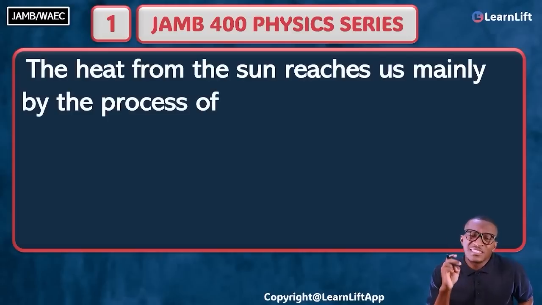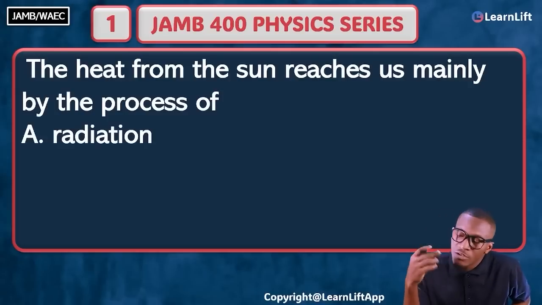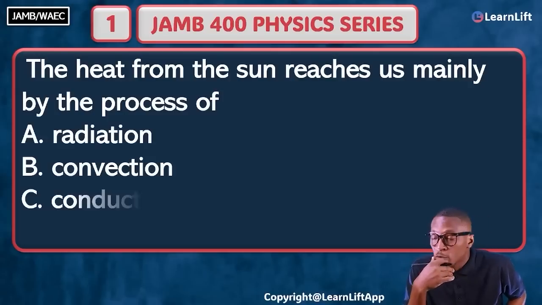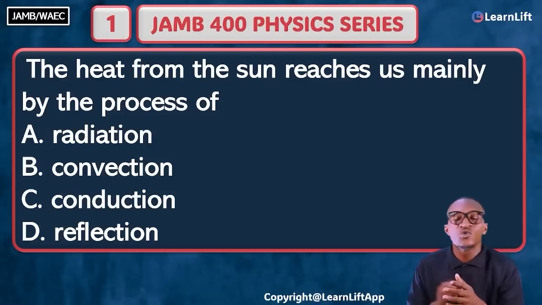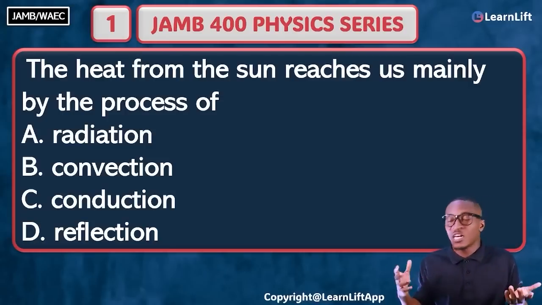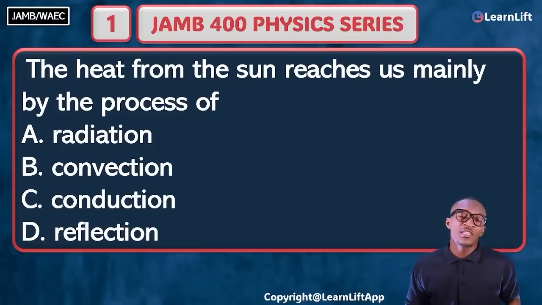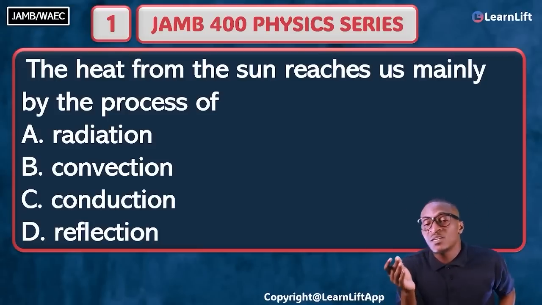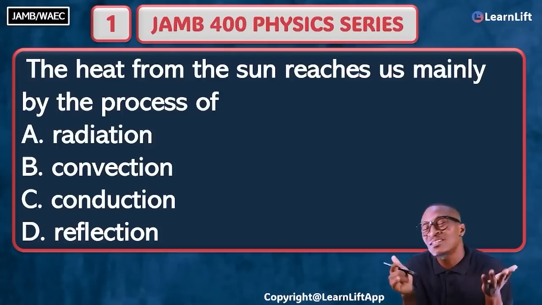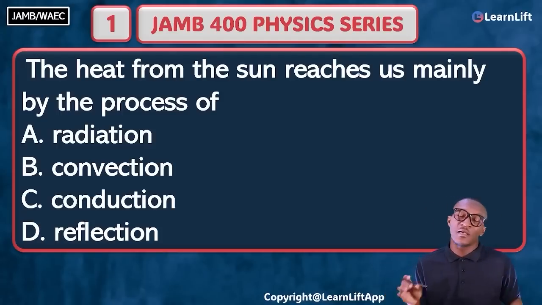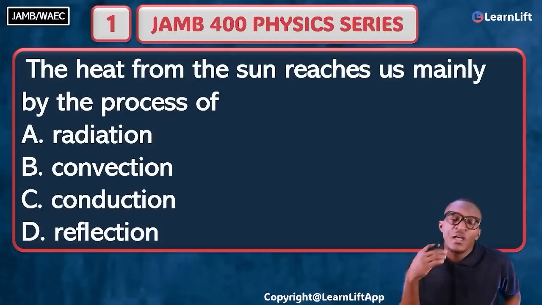The question says that the heat from the sun reaches us mainly by a process. Option A talks about radiation, B convection, option C conduction, and option D reflection. Pause it and choose your own answer. Choose your answer in your mind before I explain anything. Have you gotten your answer? Of course, there are 3 ways in which heat is transferred: by radiation, by convection, by conduction. I explained this when I treated thermal physics. So everybody, what becomes the answer? Of course, the answer becomes option A.